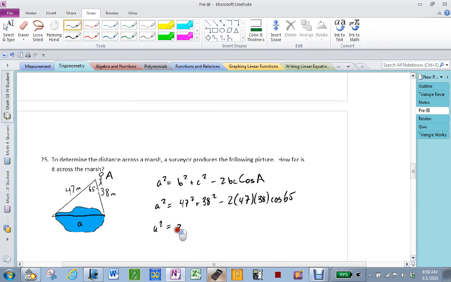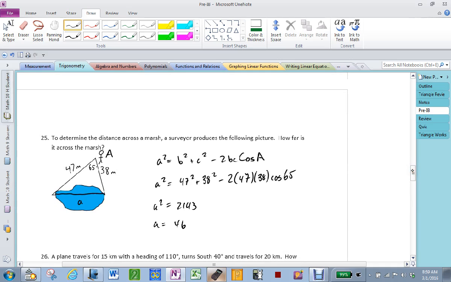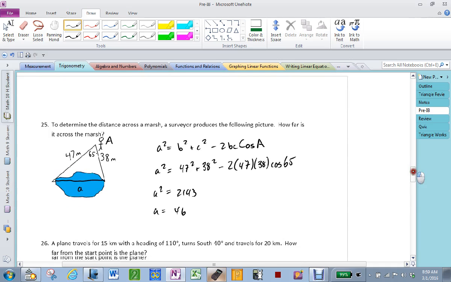So A squared was like 2143 and A is 46. Does that make sense? It can make sense, right? We're okay with that. Takes a lot of calculator punching, right? Everybody cool? Okay, let's look at the next one.